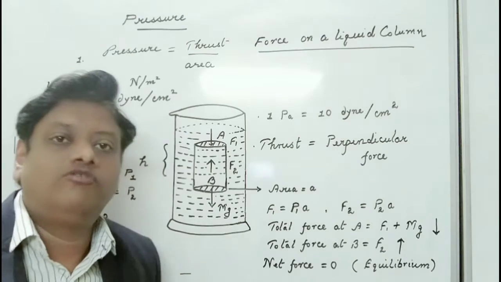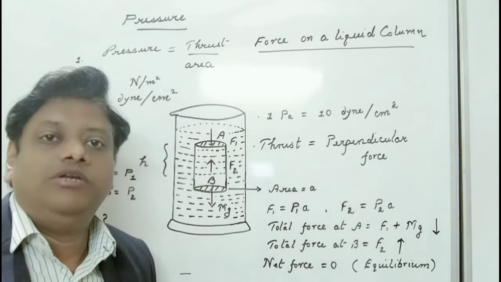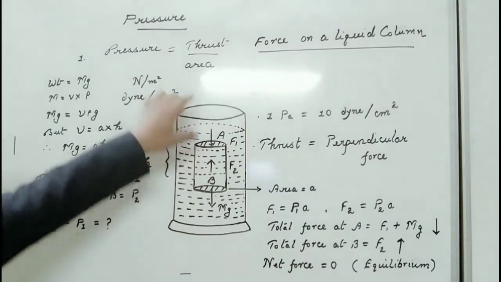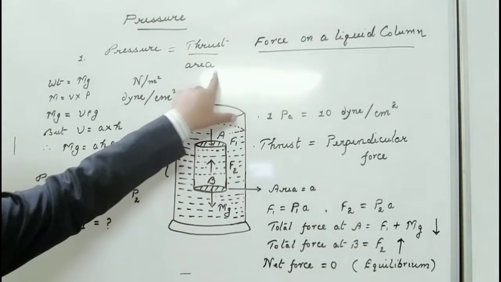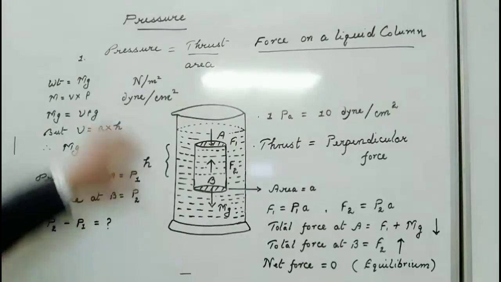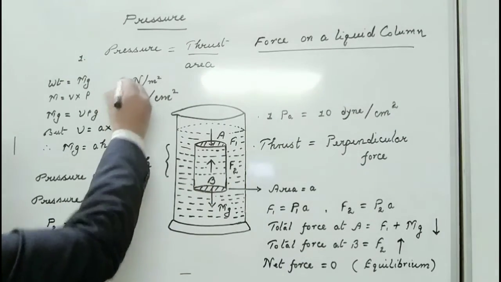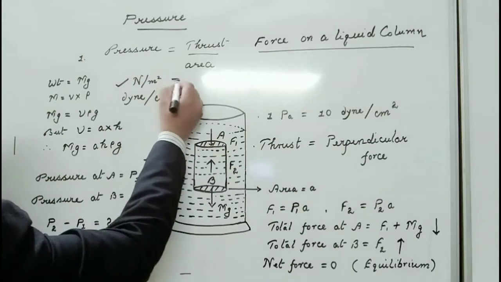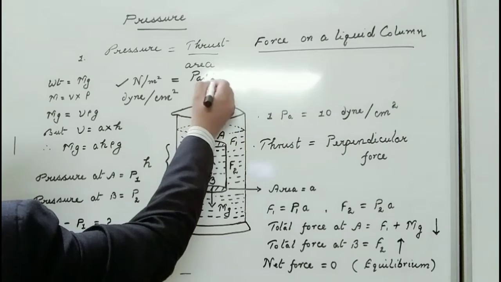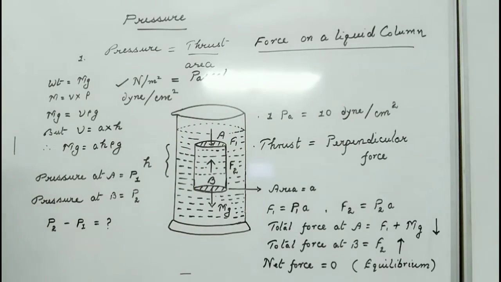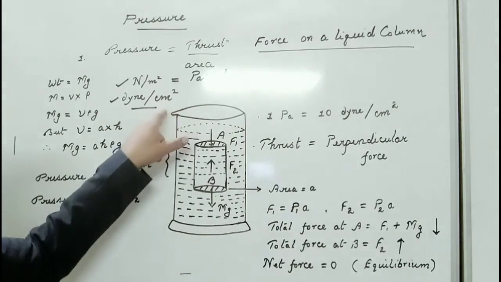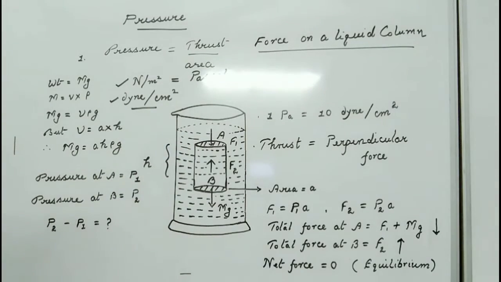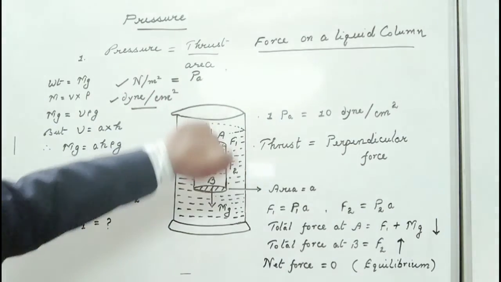Now reminding you of the units of pressure, that is Newton per meter square. Newton is the unit of force, that is, Newton is the unit of thrust, and area is measured in meter square. So Newton per meter square, this I have written here. This is the unit of pressure, also called Pascal. So this Pascal is the unit for pressure. Now the CGS unit is called dyne per centimeter square. So Newton per meter square and dyne per centimeter square are the two units of pressure. The SI unit is also called Pascal.